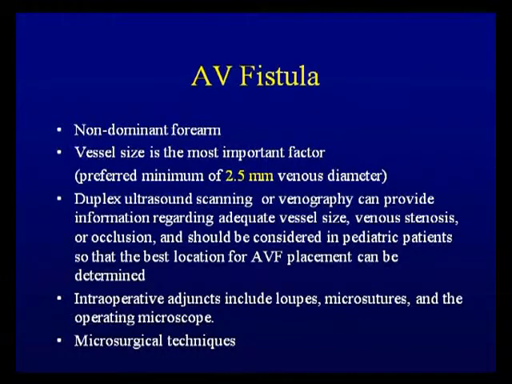So you use a non-dominant forearm, and the vessel size is perhaps the most important factor. Several studies have shown that as long as you have a minimum 2.5 millimeter venous diameter, you can hope for reasonable success. Ultrasound scanning or venography can provide information regarding adequate vessel size, venous stenosis or occlusion, and should be considered in pediatric patients so that the best location for the AV fistula can be determined. And again, surgeons have used intraoperative adjuncts like loops, microsutures, and the operating microscope. And increasingly now, microsurgical techniques are being used by surgeons to improve upon these success rates.